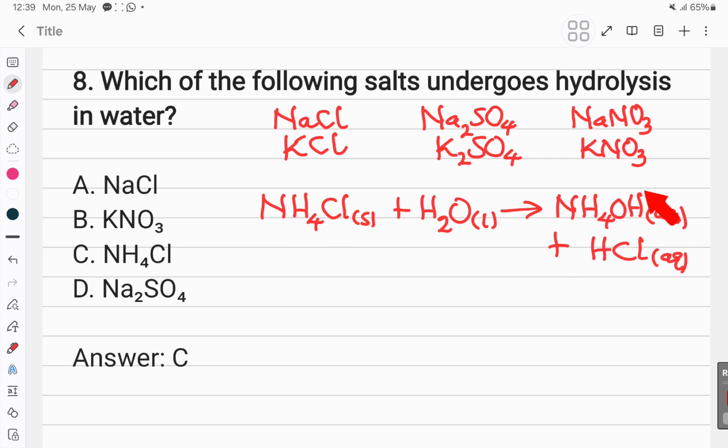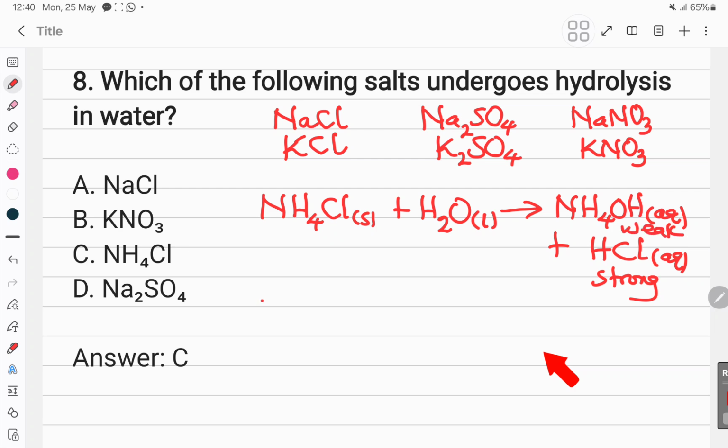Now the resulting solution, because these two products, the acid and the base, that combine originally to form the ammonium chloride, are present in the solution. So which one will influence it? The one that is stronger than the other will influence the pH of that solution. So this is a strong acid, HCl, while this is a weak base.